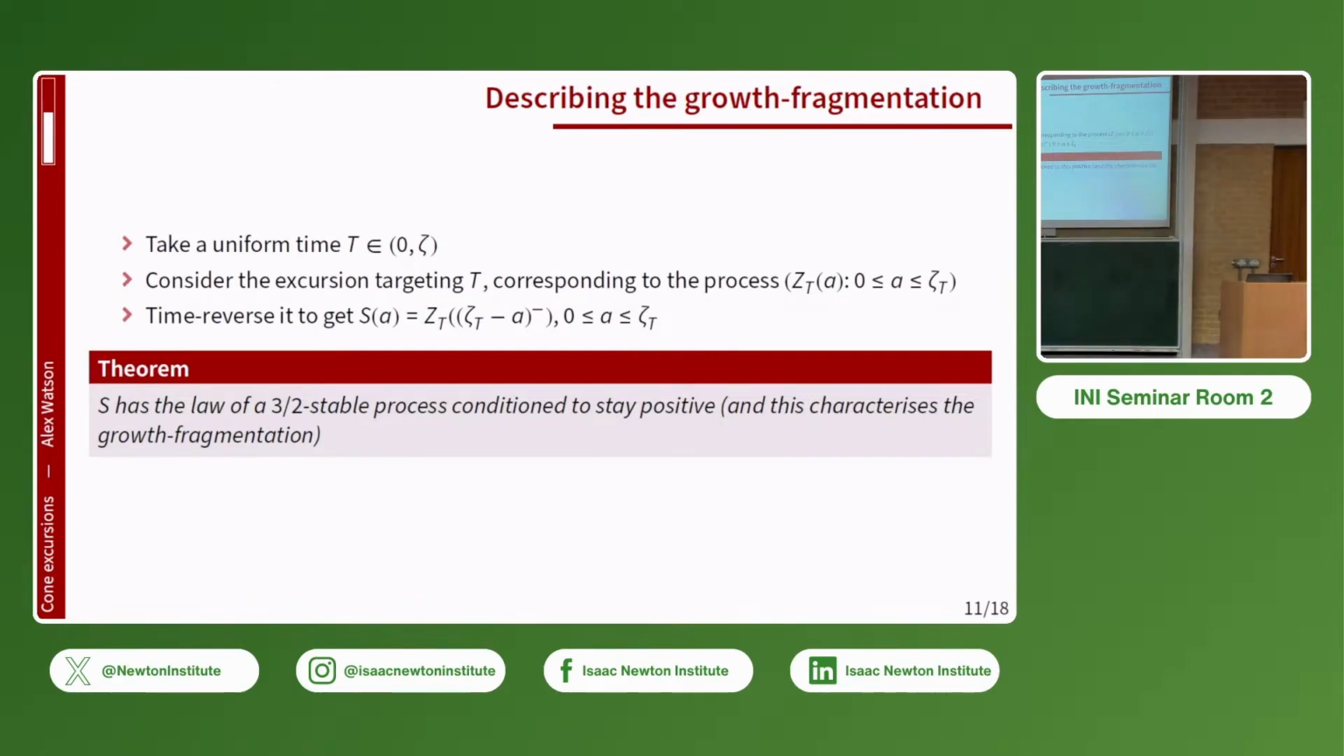So here's a theorem that is telling me something about the growth fragmentation, which is that the S that I get like this, the time reversal of ZT, has the distribution of a 3/2 stable process conditioned to stay positive. And moreover, I claim that this characterizes the growth fragmentation as a whole, the full system of things.